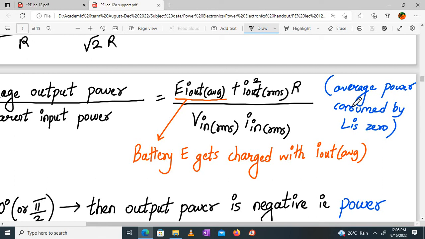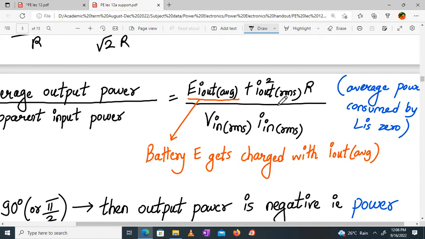But it is an RLE load, E is there. Whenever you connect a battery, that battery gets charged. So how does the battery get charged? E into I out average. So average output power will be I square R if it is an R load or RL load. But if it is an RLE load, the E component also will come. So it will be E into I out average. So write down this formula. Apparent input power is V in RMS into I in RMS.